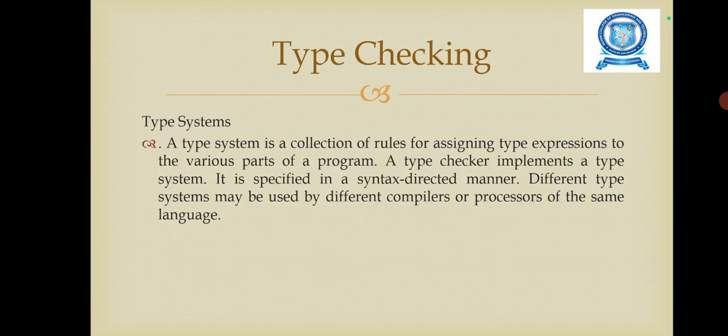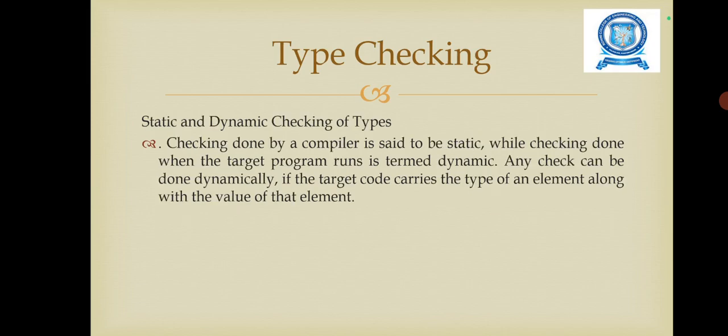A type system is a collection of rules for assigning type expressions to the various parts of a program. A type checker implements a type system. It is specified in a syntax directed manner. Different type systems may be used by different compilers or processors of the same language. Next one is static and dynamic checking of types.